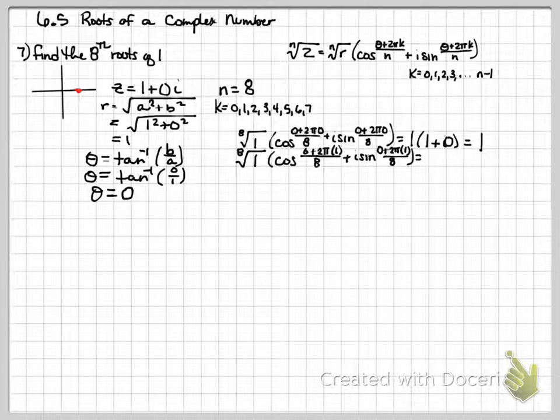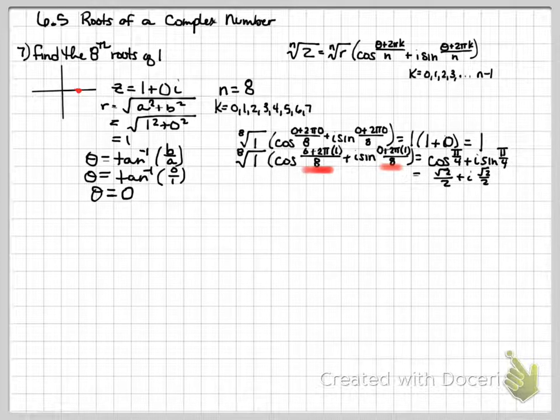And if I look inside here, these are going to be the same. So if I simplify them, they're the same value. 0 plus 2 pi times 1 is just 2 pi over 8, which is pi over 4. So really what I have is the cosine of pi over 4 plus I sine of pi over 4. Well, cosine of pi over 4 is root 2 over 2, plus I times the sine of pi over 4, root 2 over 2. Okay, so there's my second one.